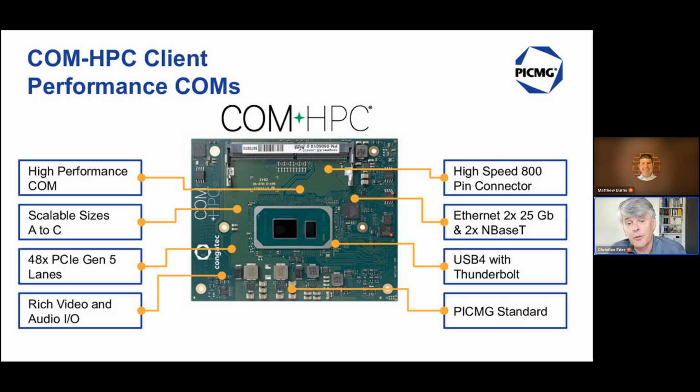While the client typically is slightly smaller, so its size is A to C, it has fewer PCI Express lines. It's, let's say, 48 lines, also Gen 6, of course. And it does feature rich audio and video interfaces. Lots of screens can be connected, and multiple channels of audio output are there. We come to the details later on.